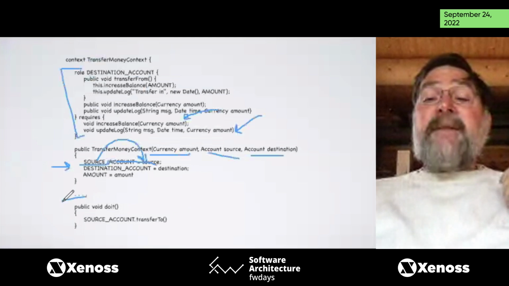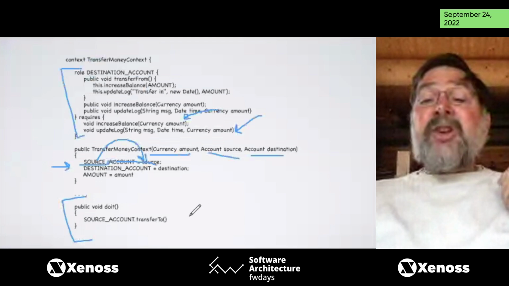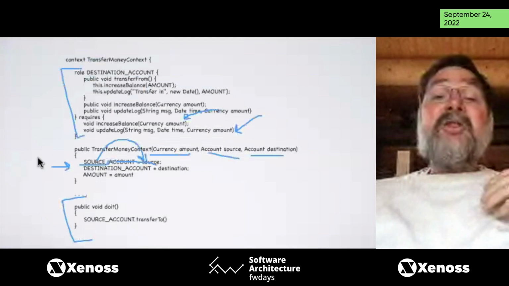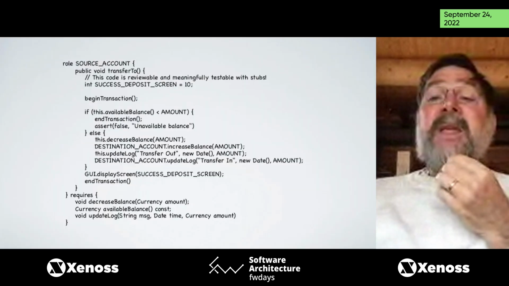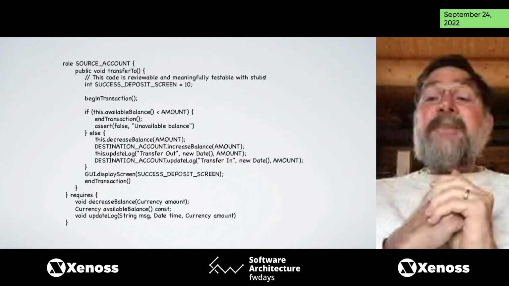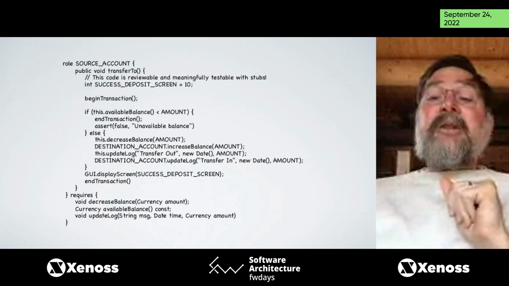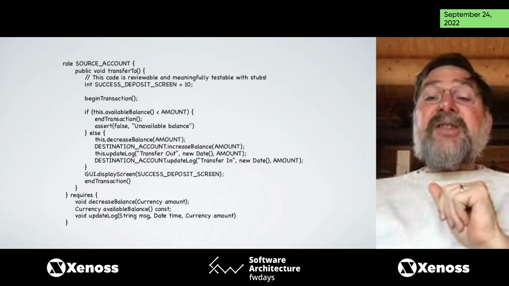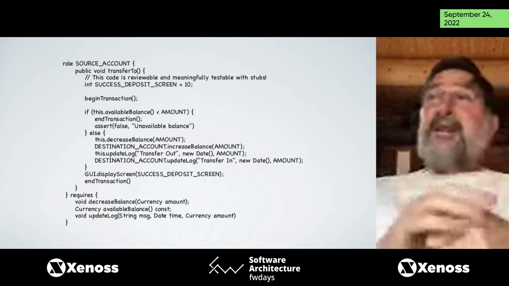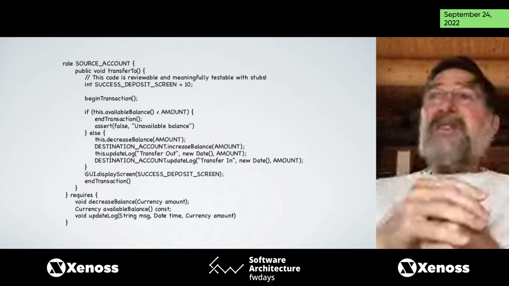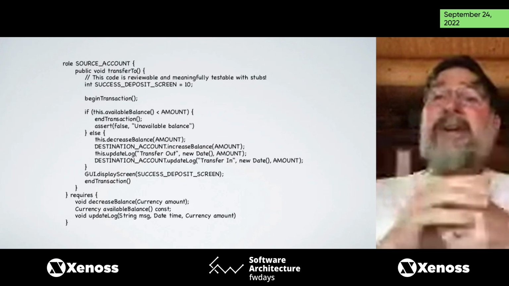To kick it off, we just go to the source account and say transfer to, and the rest all happens fine. Here's the source account, and here is really the core of the use case. I mean, this is just like Fortran. I can take this to a banker or to an account holder and ask them to read it, and it's very readable code.